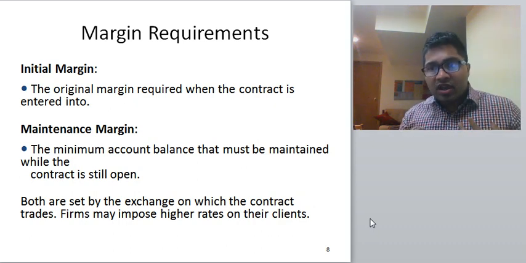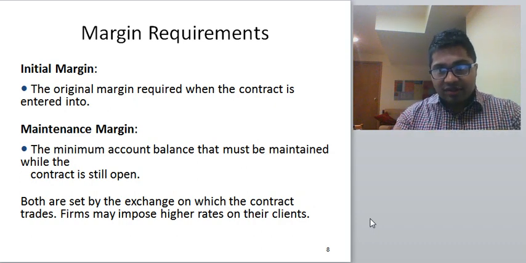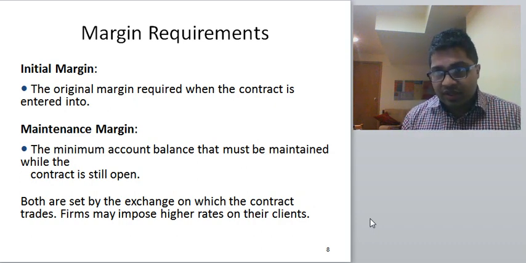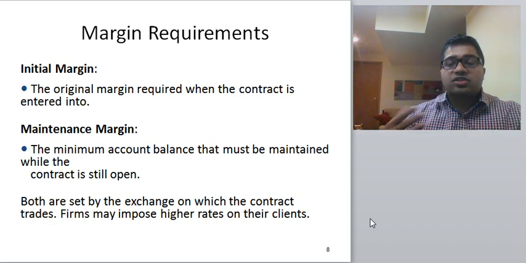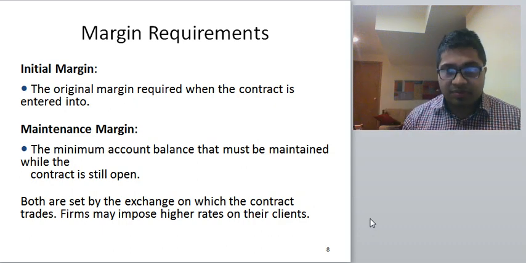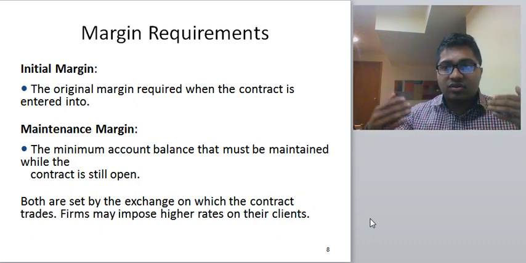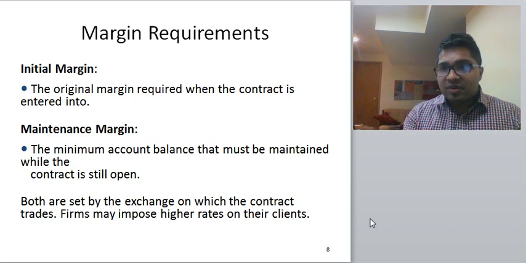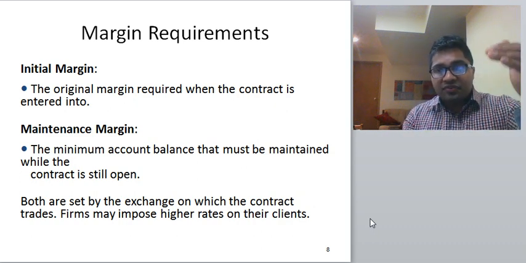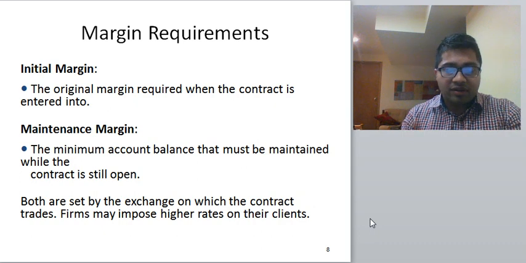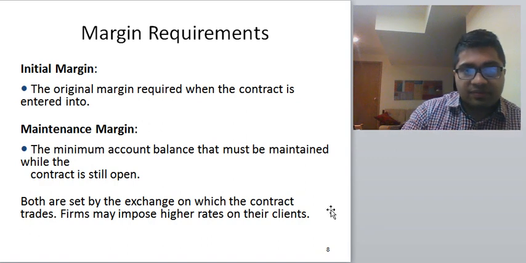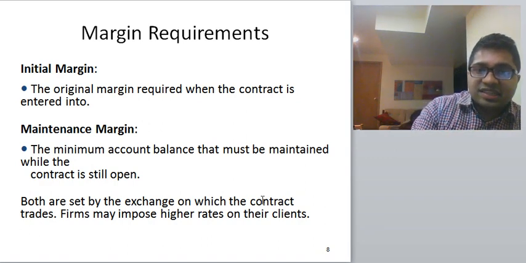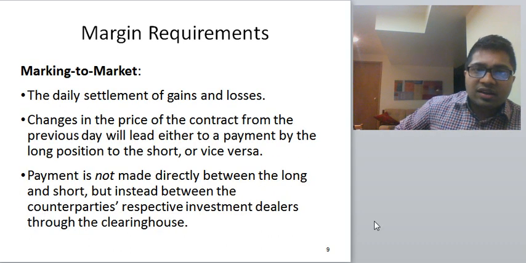So how it works, as a buyer and as a seller, you put in initial margin to trade. If you make profit, the margin goes up. There is mark to market. So if you are making profit, the margin value goes up. If you make losses, the margin value comes down. Now there is a minimum level that you have to maintain. If due to losses you hit the minimum level, you get a margin call. You have to either increase the margin or close the trade. Both are set by exchanges on which the contract trades, but firms may generally impose higher rates on clients.